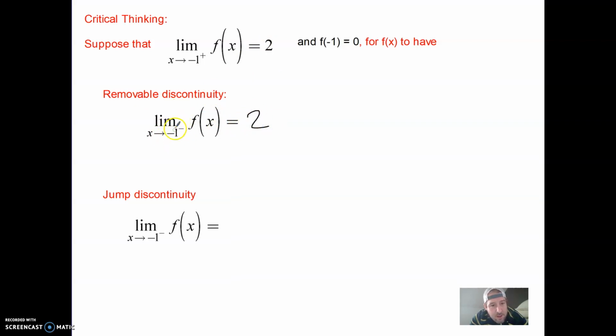So whether you're approaching -1 from the right or the left, if it's removable discontinuity, you know it's going to be the exact same number. If it's jump discontinuity, then you know it's going to be two different numbers. Instead of 2, it's going to be something else. And it told you over here that the value of f of -1 is 0, which means that that's the other place where it is. So if you approach from the right-hand side, it's 2. And if you approach from the left-hand side, if it's jump discontinuity, it has to be different than the 2, which means it has to be this other answer.